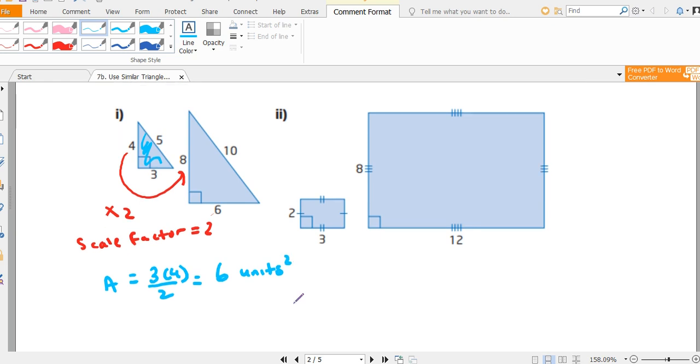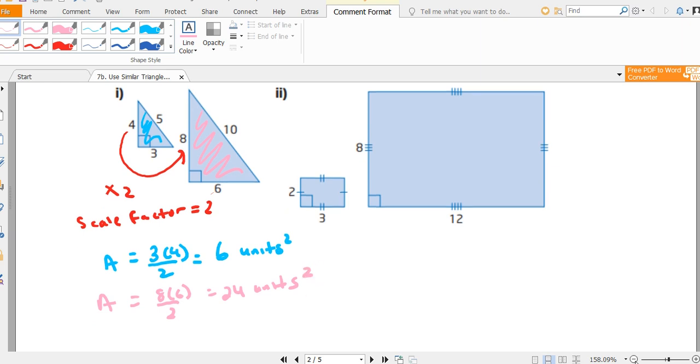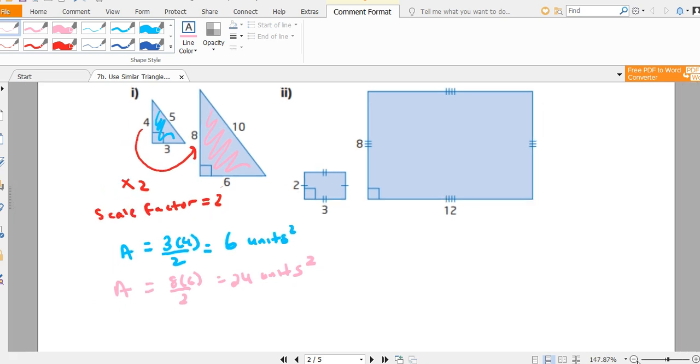Okay. Now what's the area of the big one? This one. So the area of the pink one will be 8 times 6 divided by 2. 8 times 6 is 48, divided by 2 is 24 units squared. So obviously we're trying to see if there's a relationship between the scale factor and the areas. So before I come up with a conclusion, let's look at the second example.